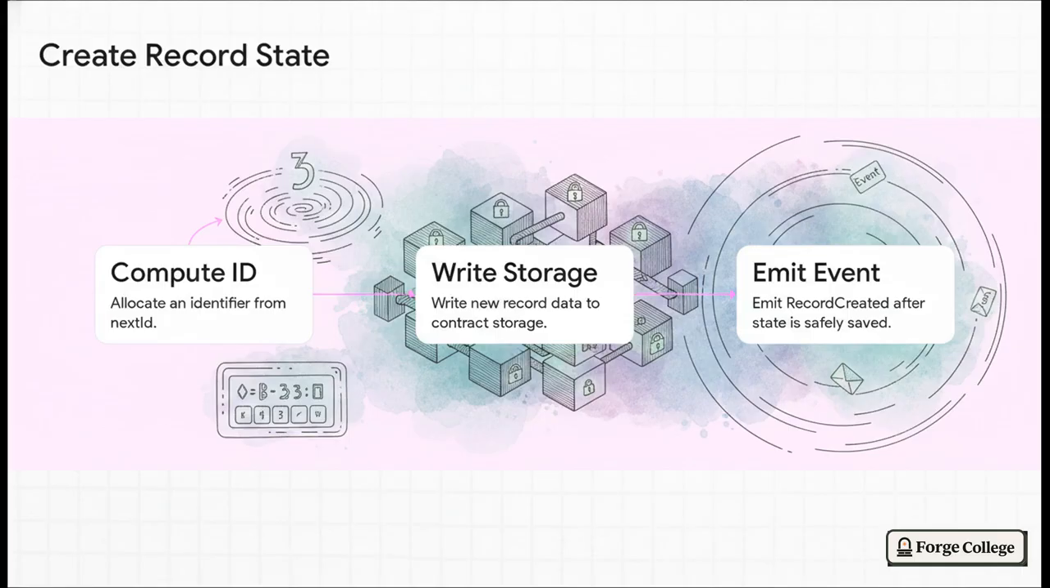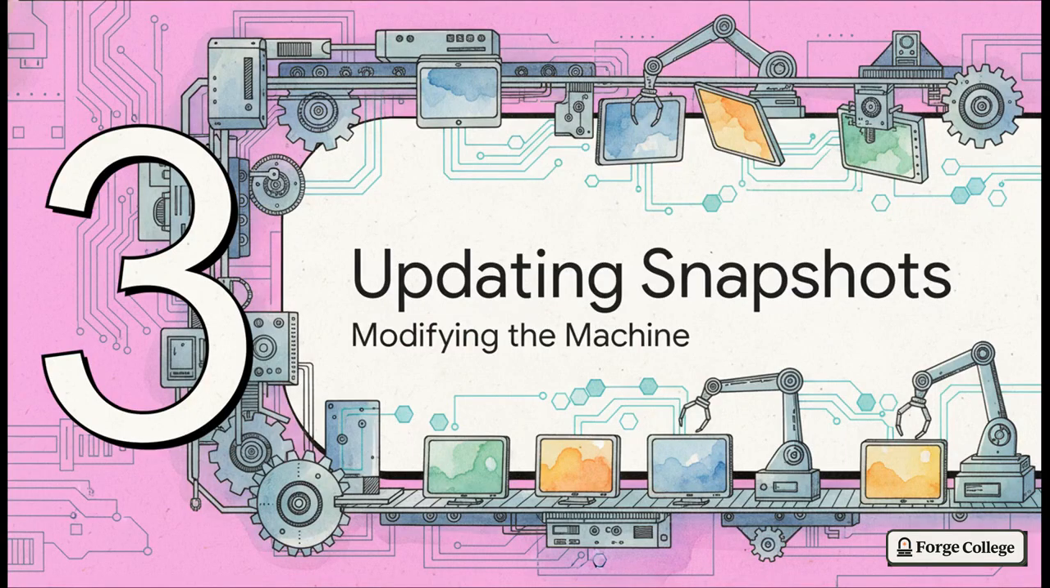By strictly sticking to this 1, 2, 3 sequence, any event watcher that inspects the contract storage after seeing our log is going to observe a perfectly consistent state. No surprises. Next up, Part 3.